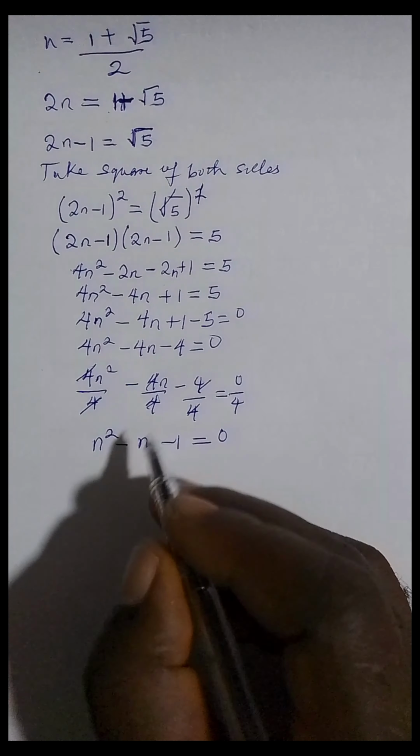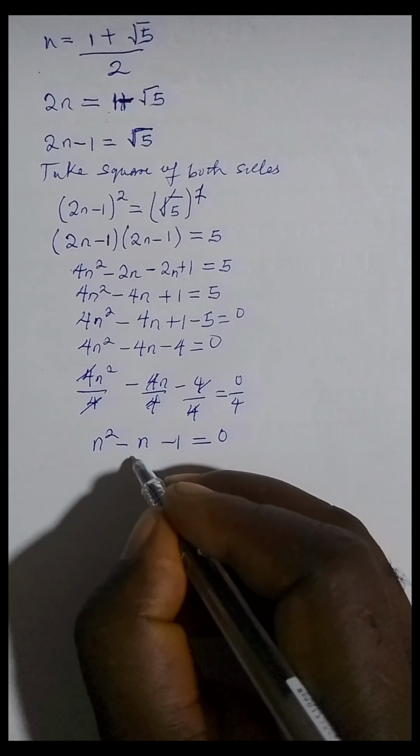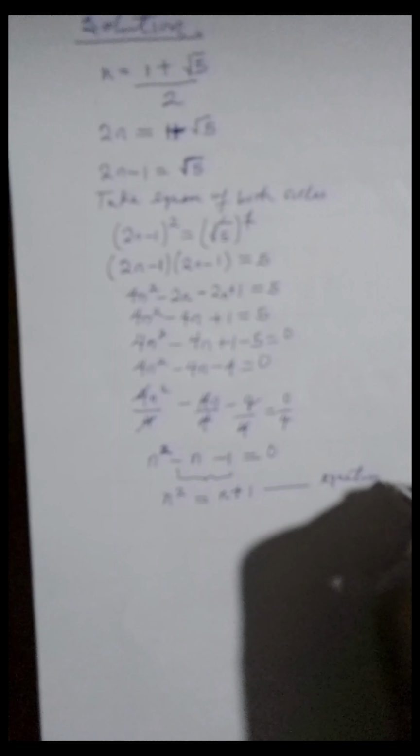Now, what I need to do is to isolate minus n minus 1 so that n squared stands alone, because the goal is to find n to the power of 12. So let me move minus n minus 1 to the right hand side. So I have n squared equal to n plus 1. I'm going to call this equation 1. Now I go back.